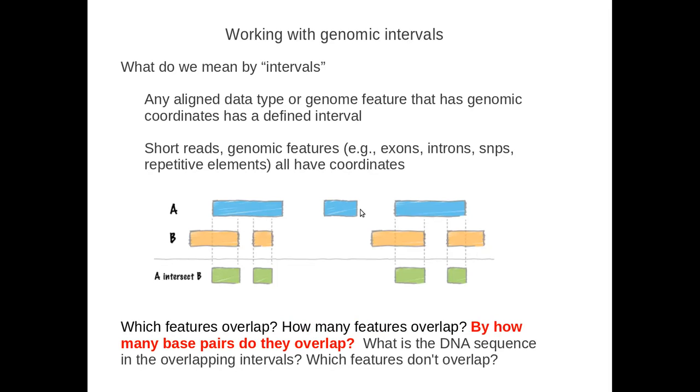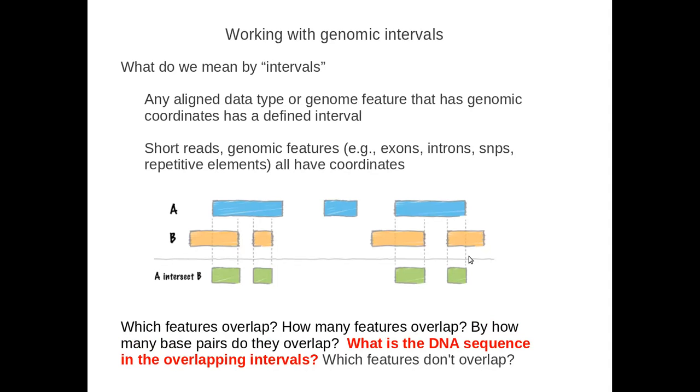We could also ask how many base pairs they overlap. Here we're simply interested in counting the number of base pairs in the overlapping intervals. What is the DNA sequence in the overlapping intervals? Another common question. And perhaps which features don't overlap. So this, of course, would be a feature in the set of repetitive intervals that don't overlap.